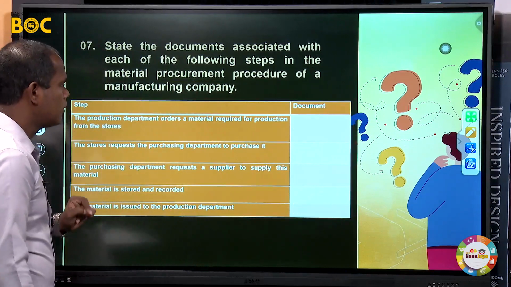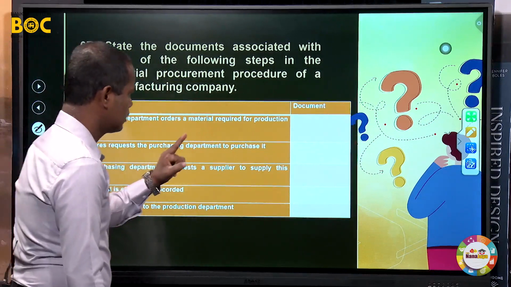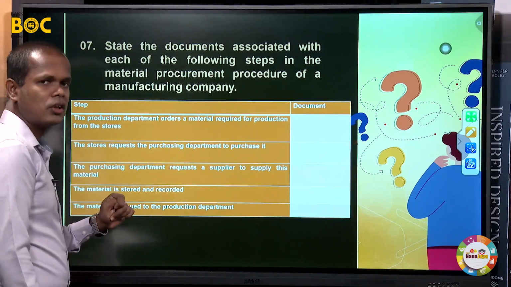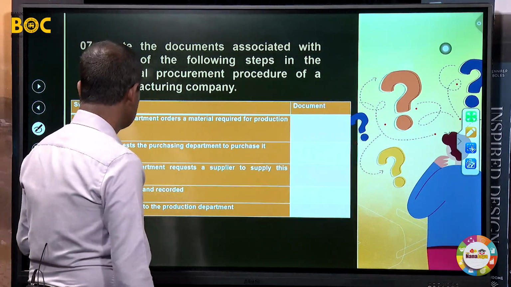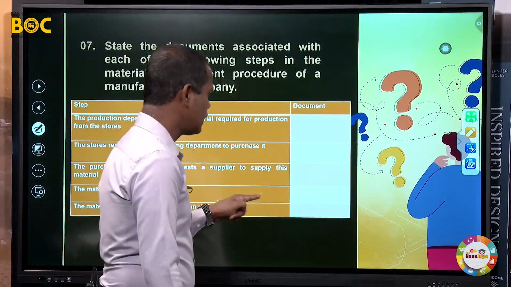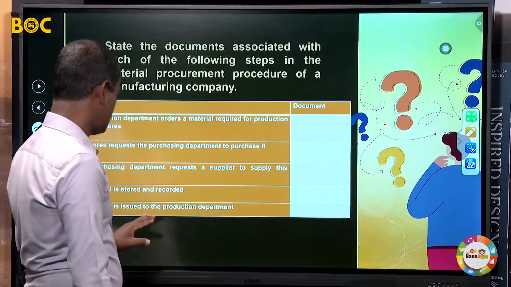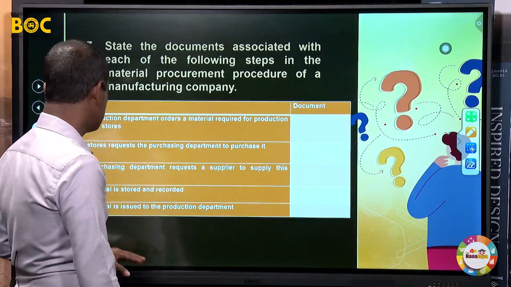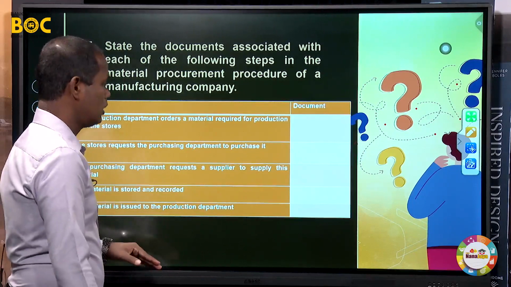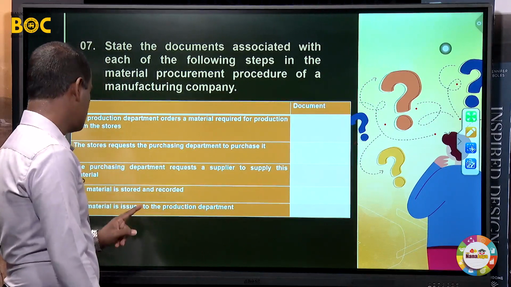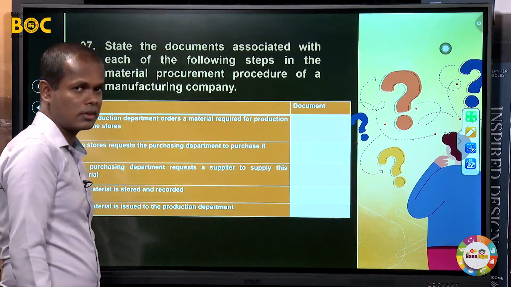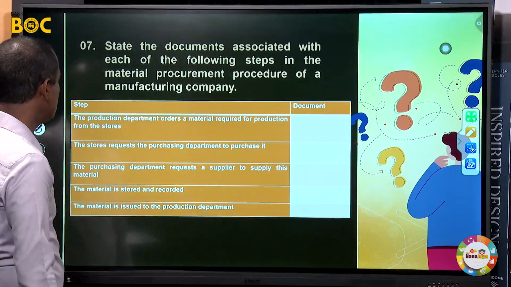To summarize: the production department orders from the stores with a material requisition note or stores requisition note. Stores requests the purchasing department with a purchases requisition note. The purchasing department requests the supplier with a purchase order. Material is stored and recorded with a bin card. Material is issued with a material issue note or materials transfer note.